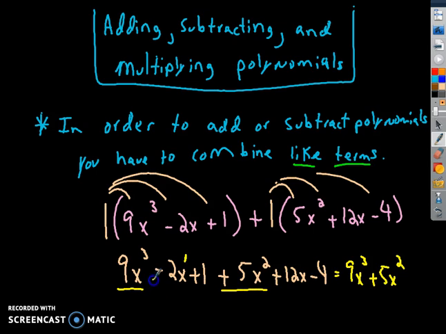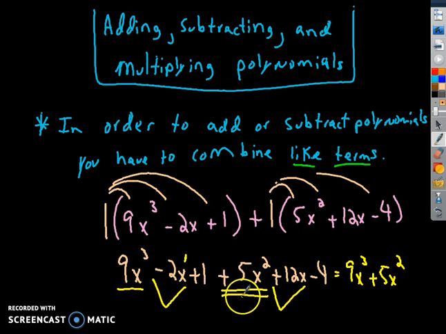Then I have a 2, well, I will use a different line. That has 2 lines, this has 1 line. All right, I have a negative 2x to the first and a positive 12x. These are like terms. They both have the same variable x to the first power. So in order to add them, you simply combine the coefficients just as they are. So this being negative 2 plus 12.